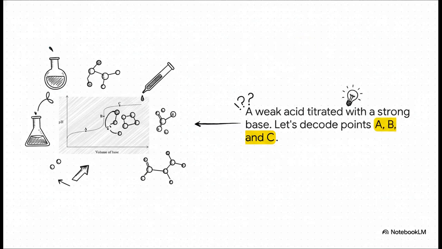But things get way more interesting when you bring a weak acid to the party. This curve, it tells a totally different story. We start with our weak acid, we add a strong base, and notice there isn't just one steep drop. There are these different zones, A, B, and C, that are absolutely crucial to our investigation. Let's zoom in and decode this thing.